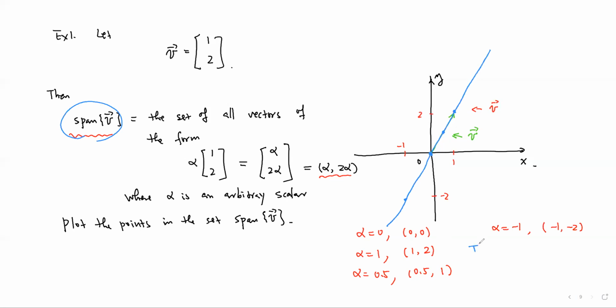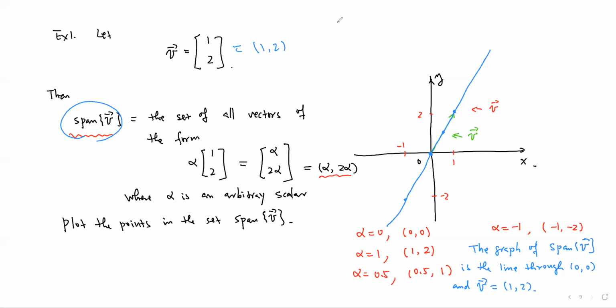So therefore, the graph of this set is the line passing through the origin (0, 0) and the point V. The point V is (1, 2). This vector is (1, 2). This point. The line passes through vector V.